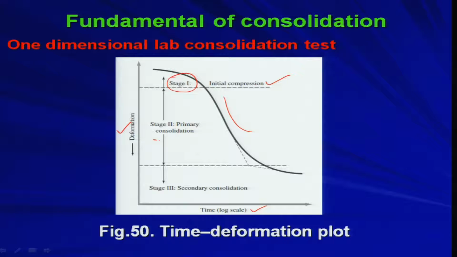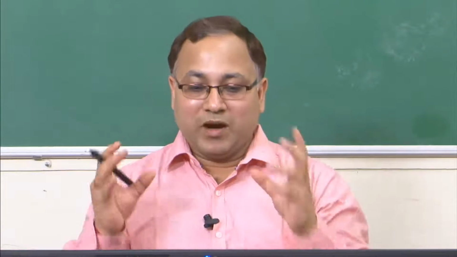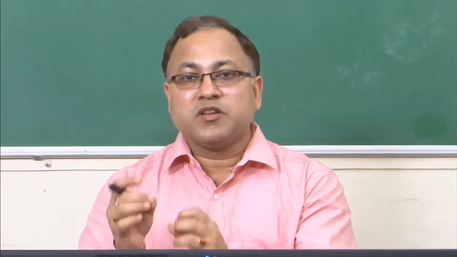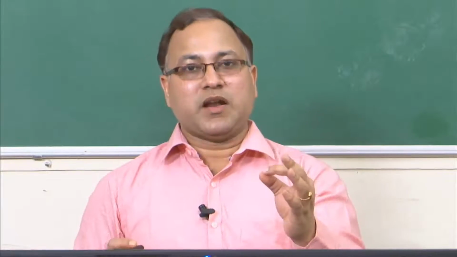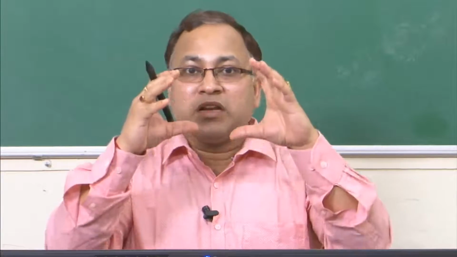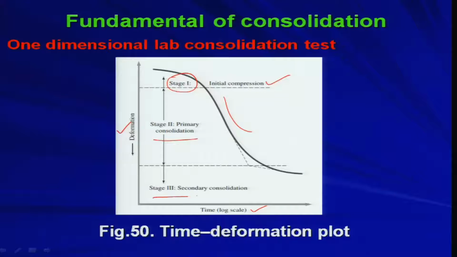Now, in stage 2 basically this is nothing but your primary consolidation. At that period basically your water is draining out. At the initial compression your water will not get enough time to drain out from the soil matrix. Whereas, in stage 2 when the primary consolidation is happening, that means you are allowing the water to drain out from the soil matrix. So, that means whatever deformation you are getting, that is due to the change in void volume. Okay. In stage 3 basically you are getting secondary consolidation.